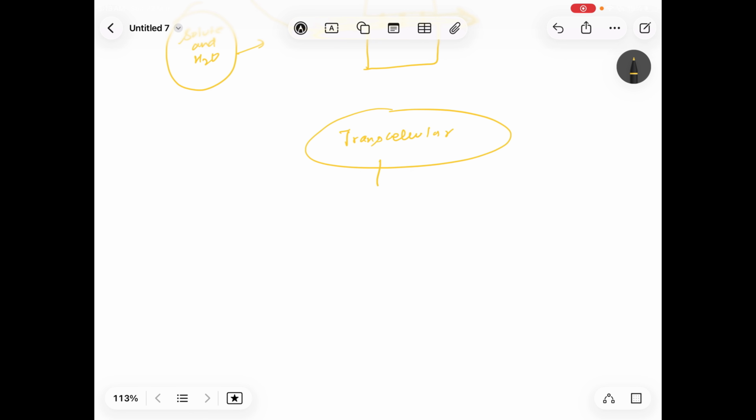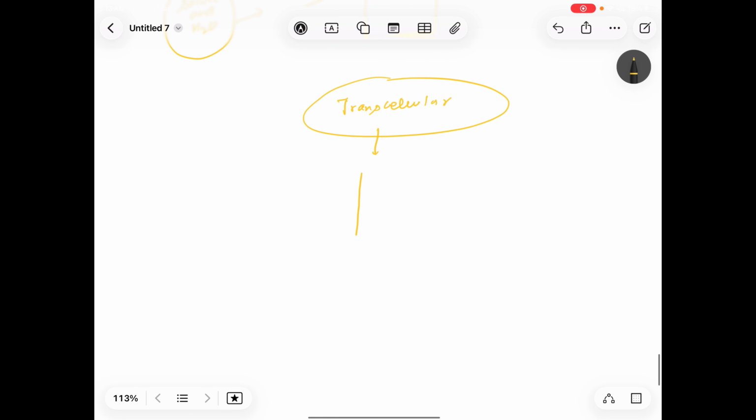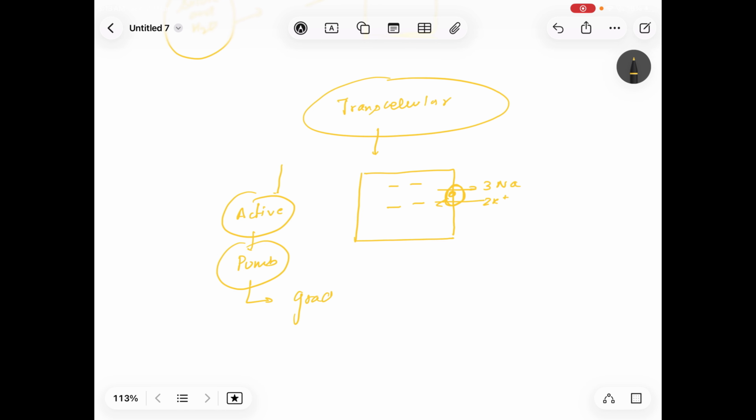So because of the distribution of asymmetrical channel ions, for example, the sodium potassium ATPase, which throws 3 sodium outside and brings 2 potassium inside, it creates a gradient. These active transporters we call pumps. Because of the pump, a gradient is created. Across this gradient, now ions will move.